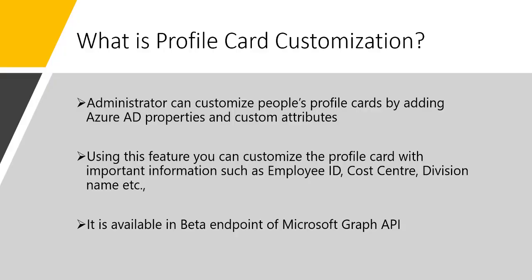Profile card customization is one of the most wanted features in enterprises. By using this, the administrator can add additional attributes in Azure Active Directory and add custom attributes such as employee ID, cost center, division name. Currently, this is available in beta endpoint of Microsoft Graph API.